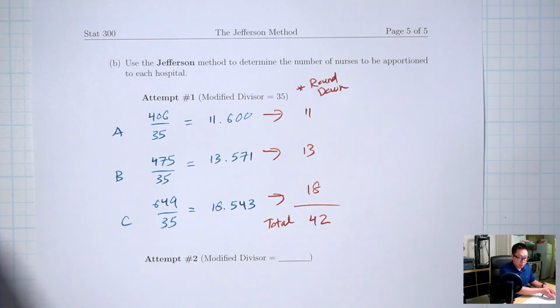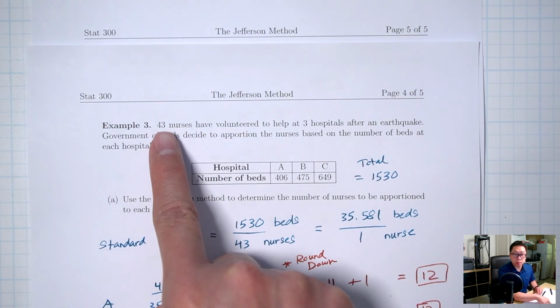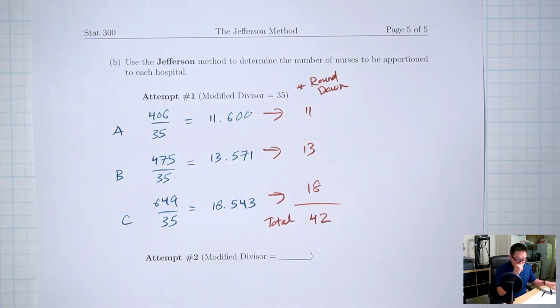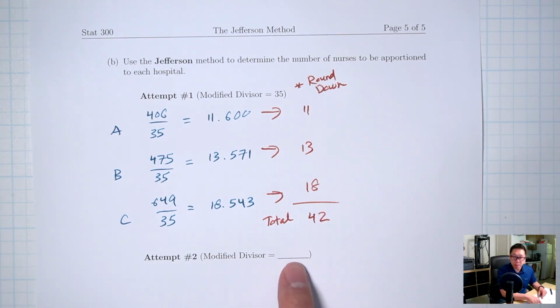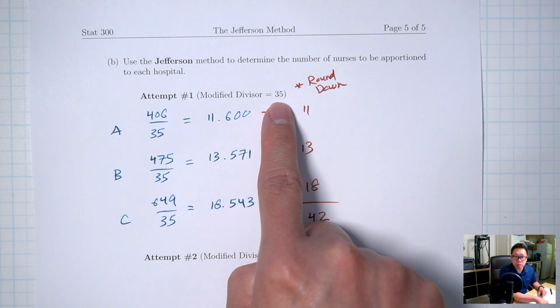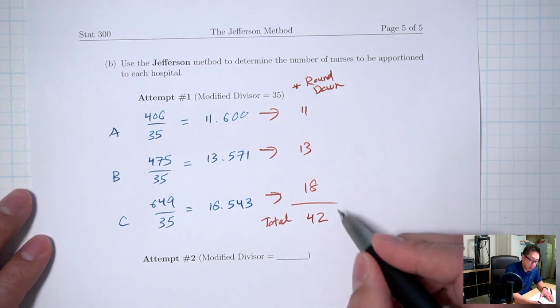If not, then you have to continue. Is that the correct number? We had 43 nurses, so I'm looking for 43 as my answer. So 42 is not the correct answer. So unlike the Hamilton method, we don't give extras with the Jefferson method. So if you don't get the number you want, you're going to go and guess again and change this divisor to something else, right? So right now, we have 42, which is too little, right? We wanted 43. So this is too little.